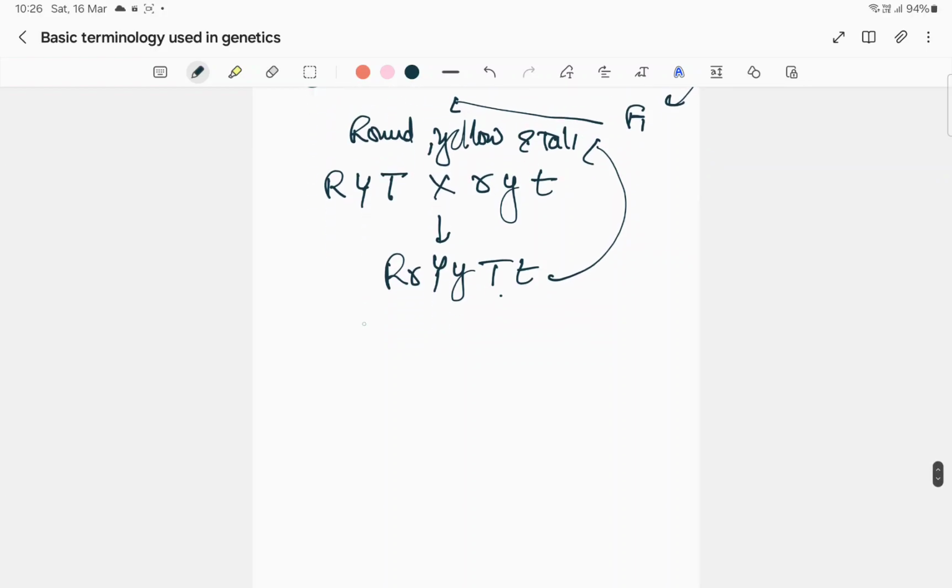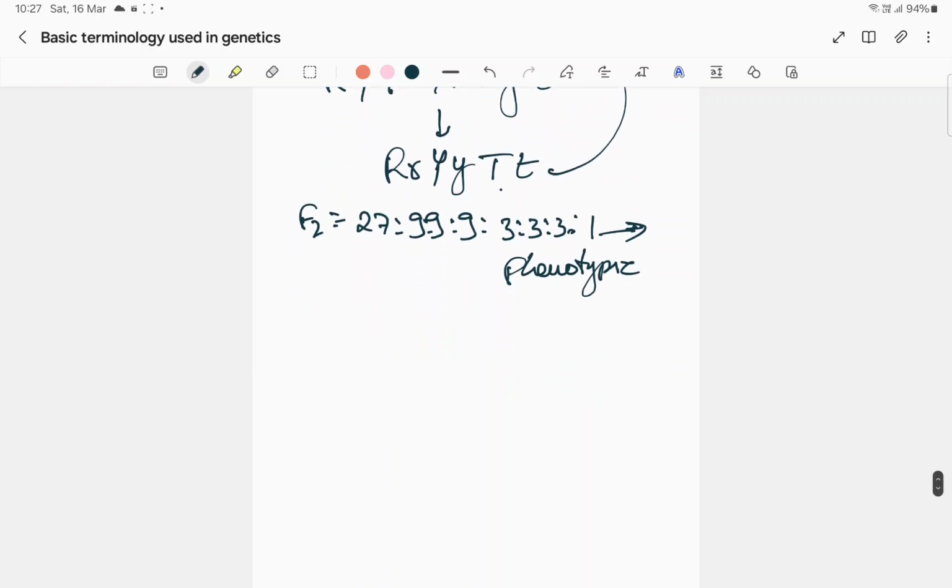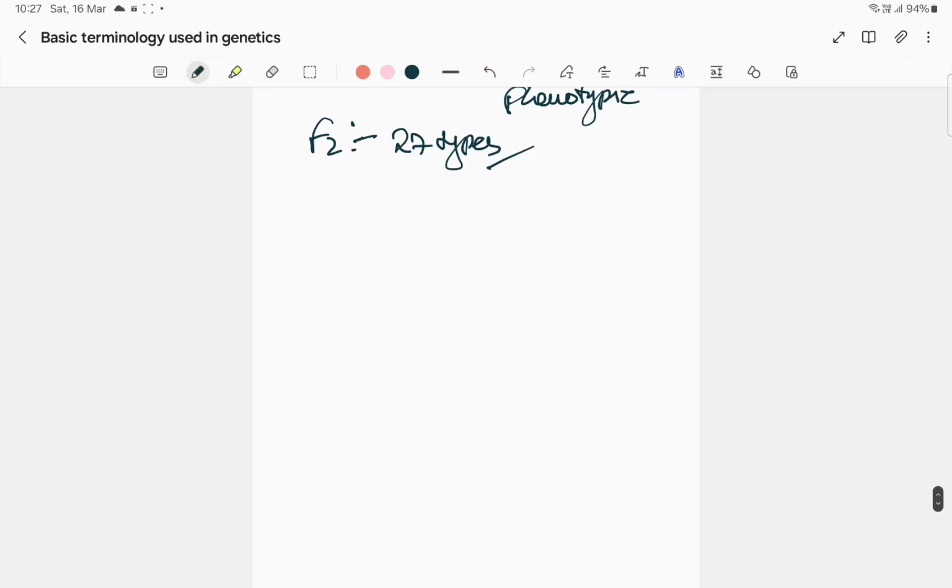The F2 ratio is 27:9:9:9:3:3:3:1. This is the phenotypic ratio. And in F2, the genotypic ratio has 27 types. Okay, this is the thing.